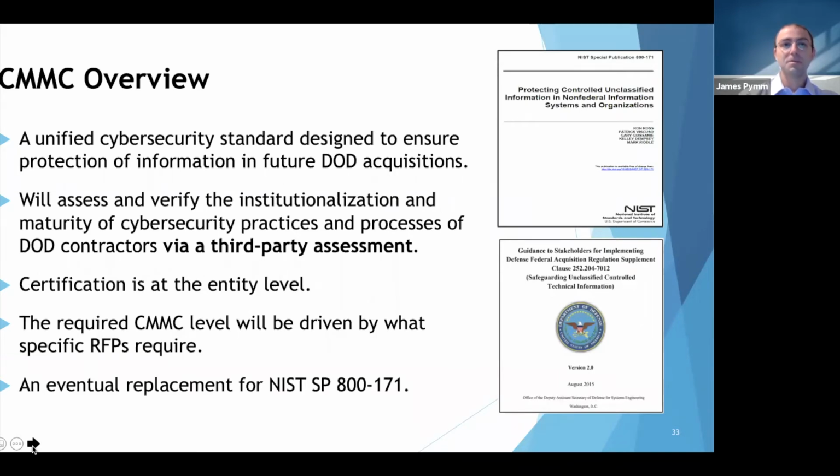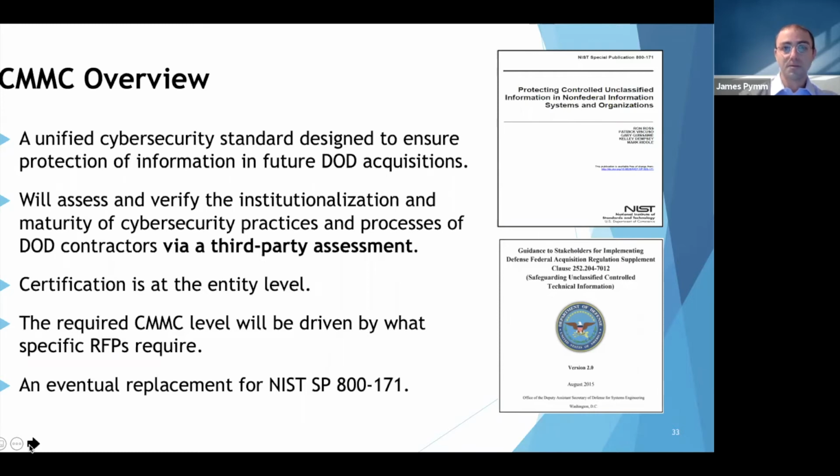Next, CMMC is at the entity level. XYZ organization will be CMMC level 1 or CMMC level 3. There are individual designations and certifications within the CMMC ecosystem, but when we're talking about the CMMC levels, they are going to be at the entity level.